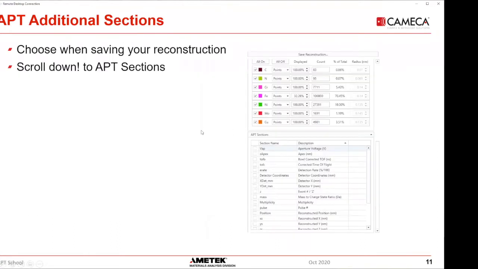Let's continue on here. If you're wondering where to find this in APSuite, in the reconstruction view, you have to scroll down, and then there's this new section here, APT sections, and you can just check the boxes for the columns you want to add to your file. This first thing here, section name, is the name encoded in the file. So if you're writing a reader yourself, this is the string that you would look for in the file. And then the right-hand column here is the human-readable section name.